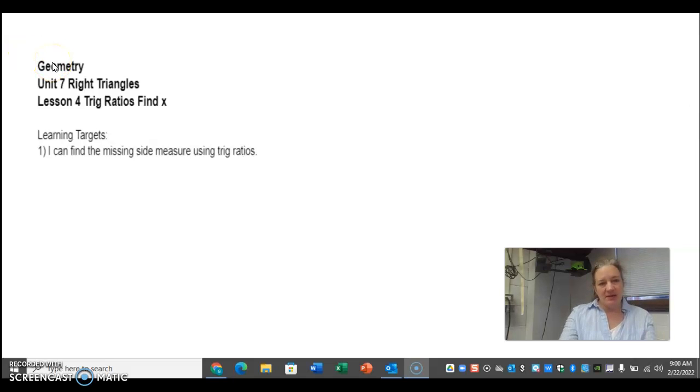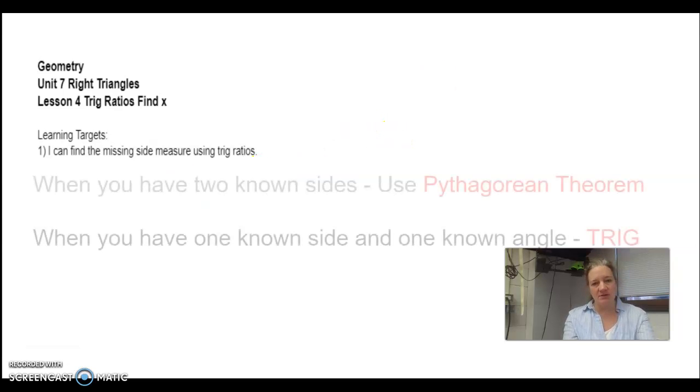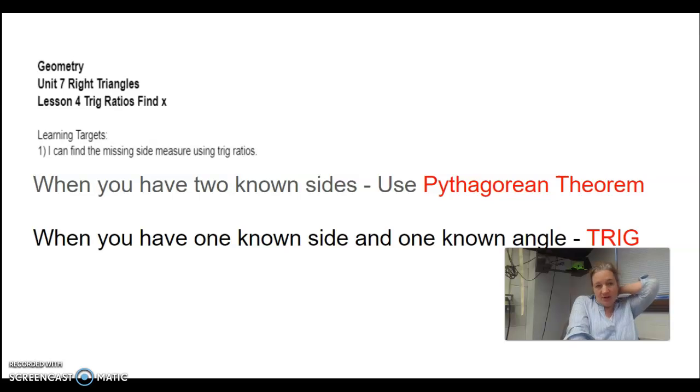So, just to sum that up, if I can get it to work, because for some reason this is the 4th time, it's just not wanting to do it. So, there we go. Okay. So when you have two sides that you know, you use the Pythagorean Theorem. And when you have one side you know and one angle you know, you use your trig ratios.